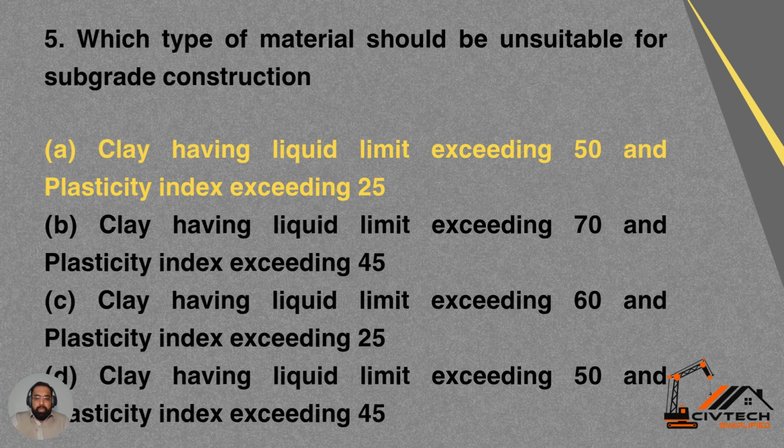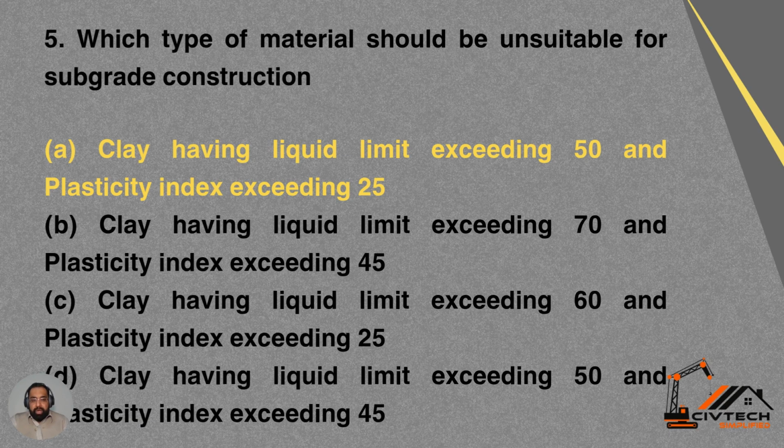Question 5. Which type of material should be unsuitable for subgrade construction? Option A, clay having liquid limit exceeding 50 and plasticity index exceeding 25. Option B, clay having liquid limit exceeding 70 and plasticity index exceeding 45. Option C, clay having liquid limit exceeding 60 and plasticity limit exceeding 25. And last option, clay having liquid limit exceeding 50 and plasticity index exceeding 45.